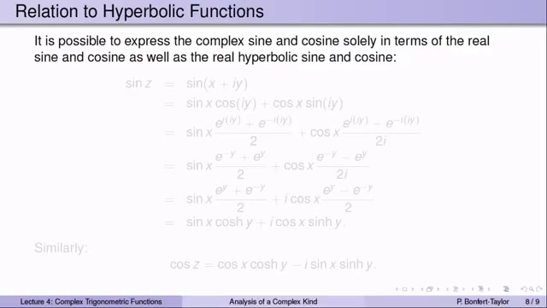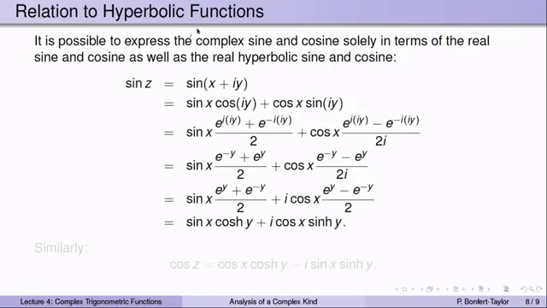Finally, it is possible to express the complex sine and cosine functions solely in terms of the real sine and cosine and the real hyperbolic sine and cosine. Let me quickly show that to you. Sine z is sine of x plus iy. We could view this x plus iy as the sum of two complex numbers. One of those complex numbers is x, the other one is iy. In other words, we are allowed to use the addition formula here. So this becomes sine x, cosine iy, plus cosine x, sine iy.